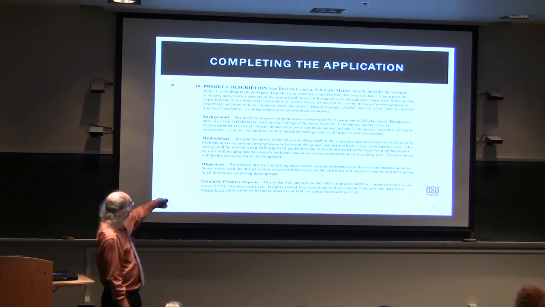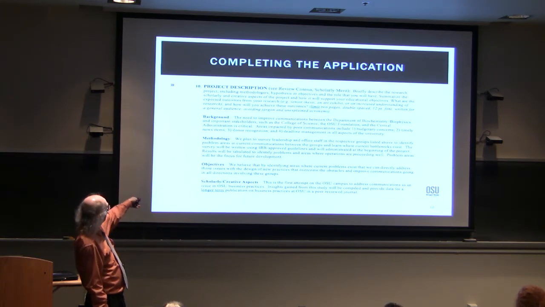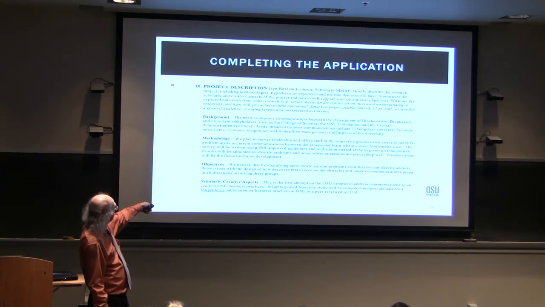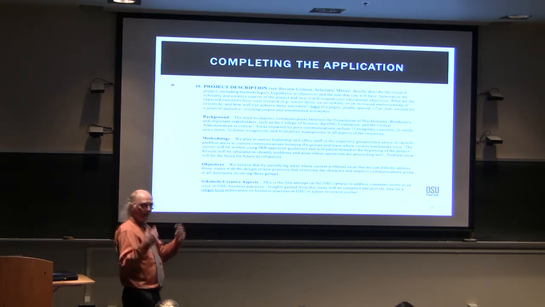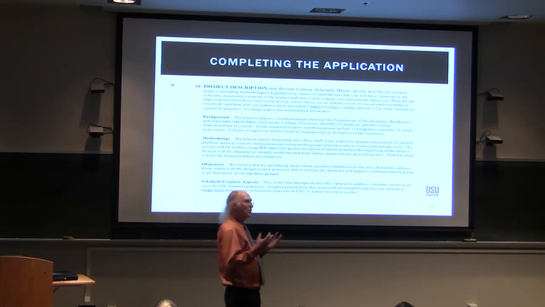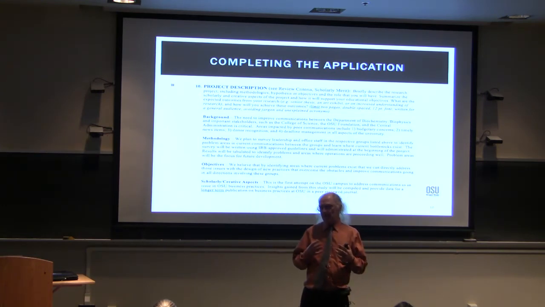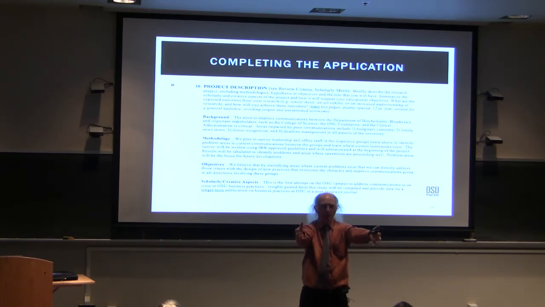So what I said was, the need to improve communications between these groups, tying into the thing that I talked about before, is critical. Areas impacted by poor communications include budgetary concerns, timely news items, donor recognition, that's for people who donate to the foundation, and deadline management in all aspects of the university. This background is especially important for a person who might be in some other area, to have an understanding about what this is about. The tendency of most students is to just jump right into what they're doing. Okay? Background is very important.